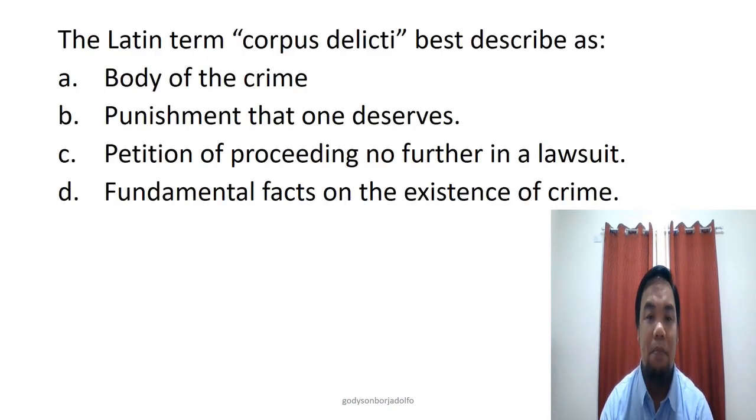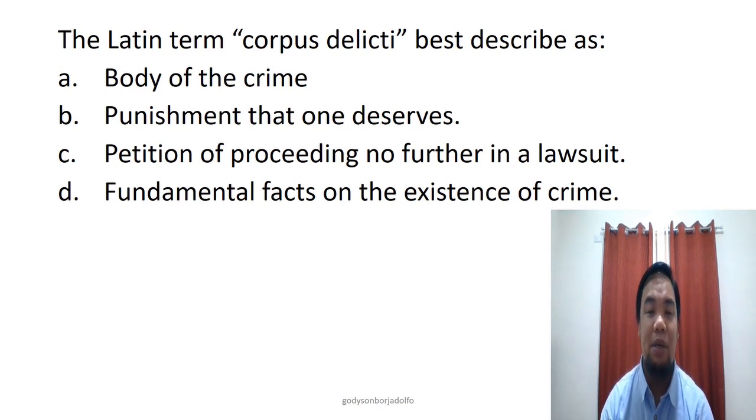The above item is the best example for the best answer type. Allow me to read the question. The Latin term corpus delicti is best described as A. Body of the crime, B. Punishment that one deserves, C. Petition of proceeding no further in a lawsuit, D. Fundamental facts of the existence of the crime.